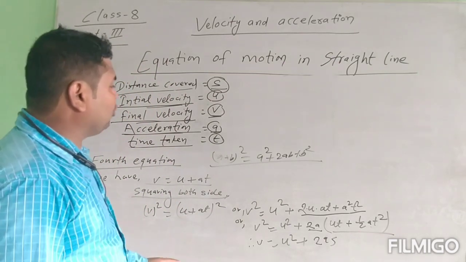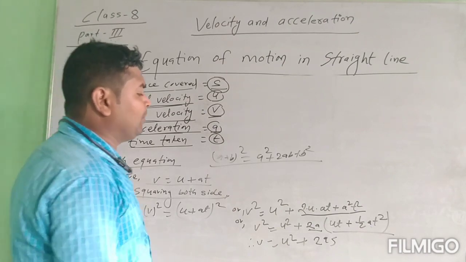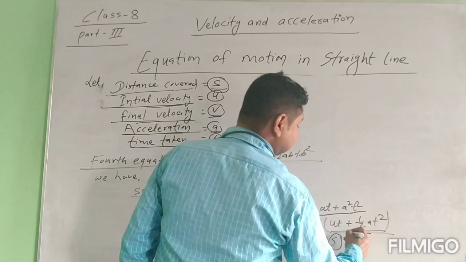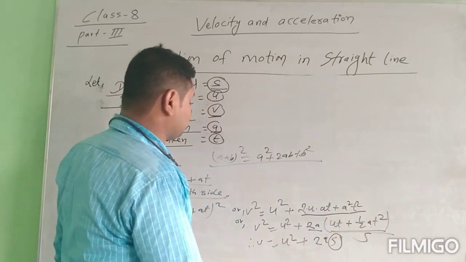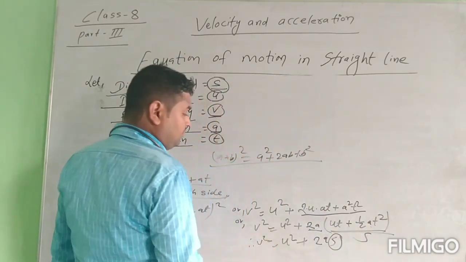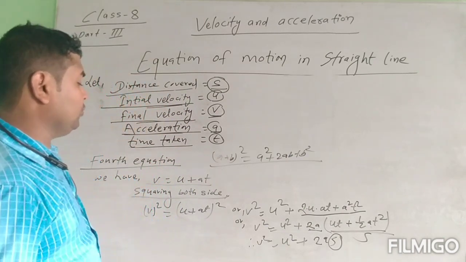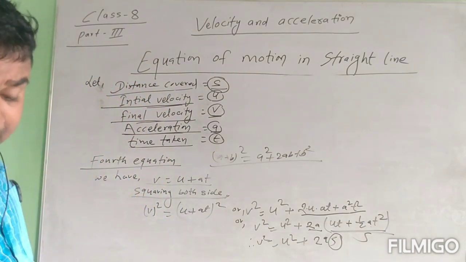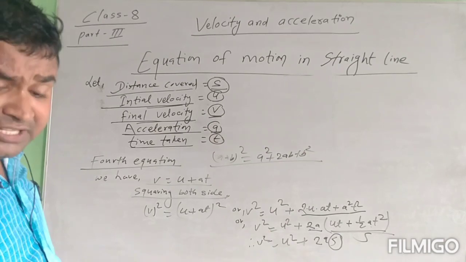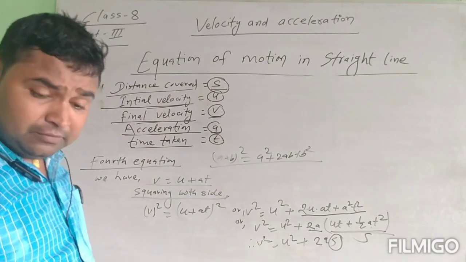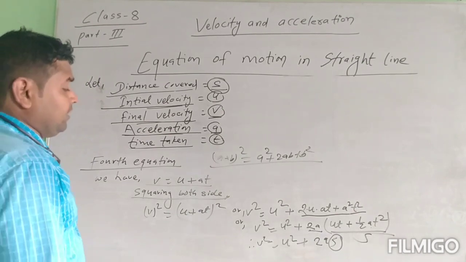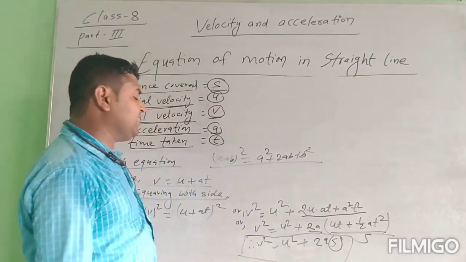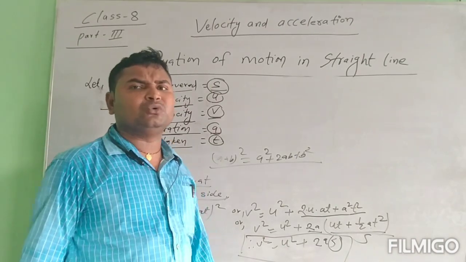So our fourth equation is that ut plus half at square stands for s. So v square is equal to u square plus 2as. This is the equation we have studied as the fourth equation.